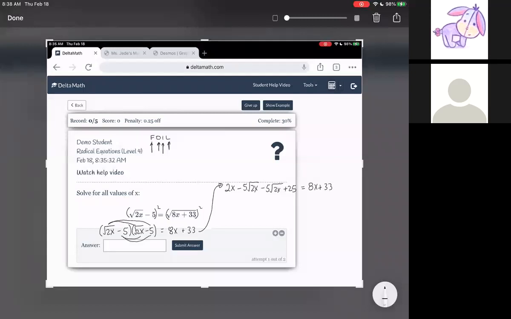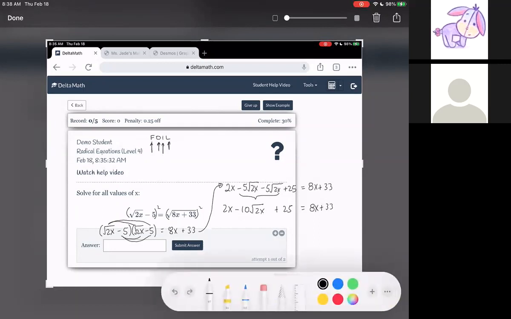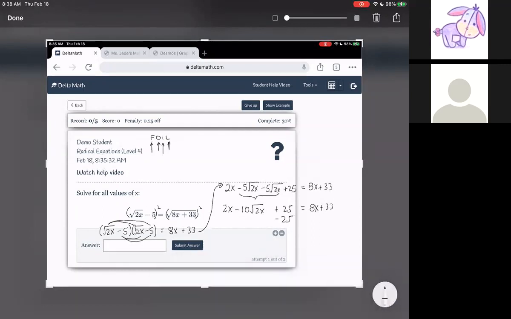Okay, so once again, we need to simplify. So let me combine those two. So we get 2x and then minus 10 square root of 2x, and then plus 25 is equal to 8x plus 33. Okay, so once again, we want to get the radical term, so like this one, we want to get that one by itself. So I'm going to minus 25.